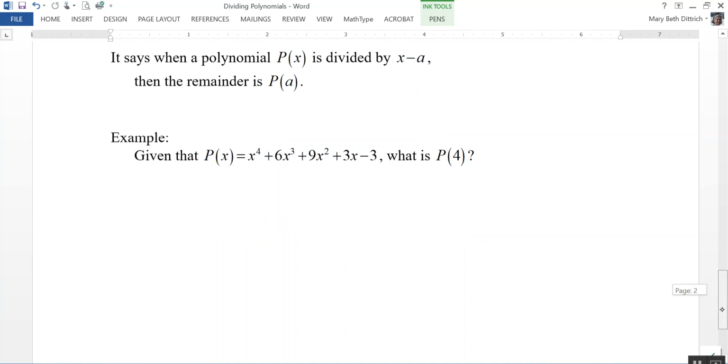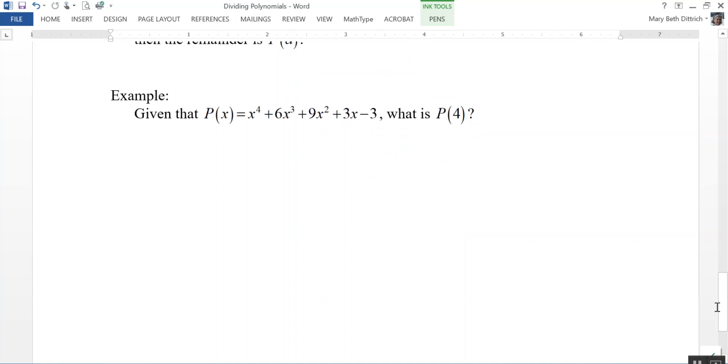So let's take a look at an example of this. Given that p of x is x to the fourth plus 6x cubed plus 9x squared plus 3x minus 3, what is p of 4? Normally I'd have to take 4 and plug it in for x and evaluate the function that way. But the remainder theorem says that I can use synthetic division. So I'm going to put 4 in my little backwards box, pull off the coefficients from my polynomial, 1, 6, 9, 3, and negative 3, and do synthetic division.